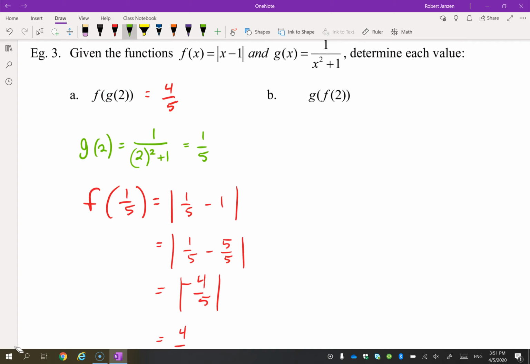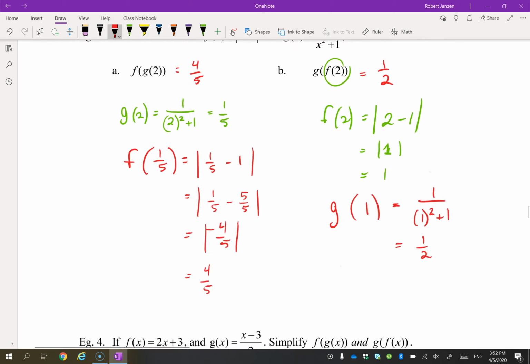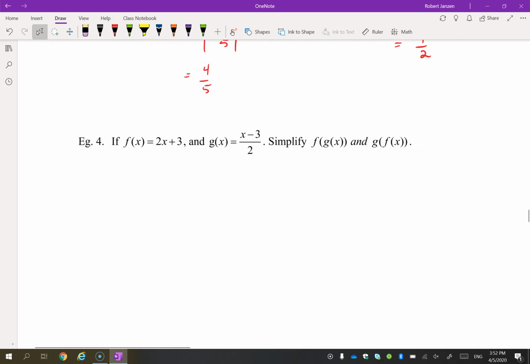Okay, let's try this one. What is f of 2? You get the absolute value of 1, which is 1. And so then I'm going to say, well, what is g of 1? G of 1 is 1 over 1 squared plus 1, which is 1 over 2. So I have 1/2.